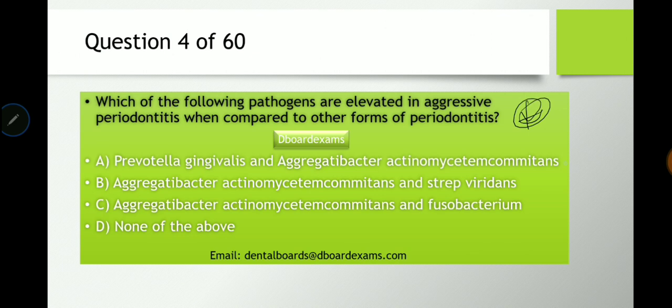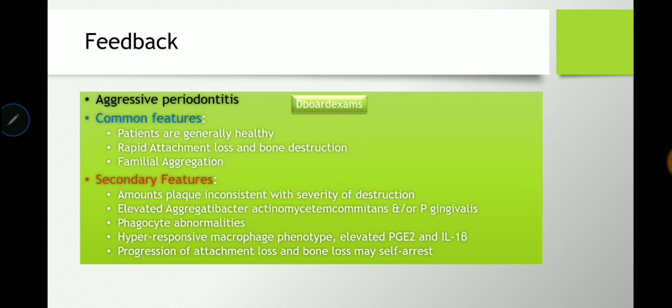So if you chose A, you are correct. Prevotella gingivalis, remember, is in the late stage. Also, the aggressive nature has been shown to be associated with the AA, Aggregatibacter actinomycetemcomitans. Very long, hard to pronounce. You keep practicing, you can pronounce it too. So the answer is A. Let's look at the feedback here.